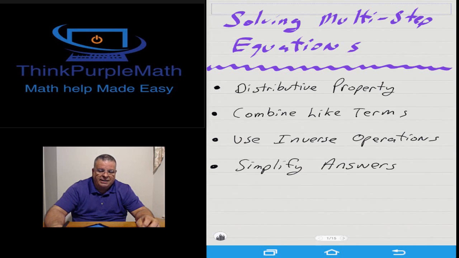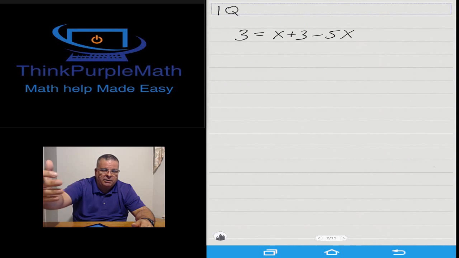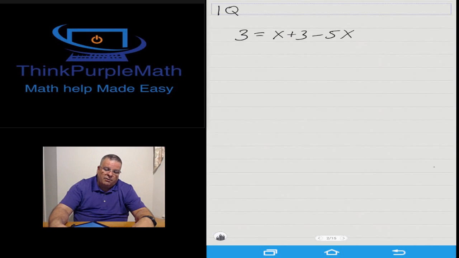So we're going to go ahead and take a look at 6 little problems here. The sequential difficulty continues as we go. Question 1Q, 3 equals x plus 3 minus 5x. We'll start out with a little basic problem here. There's no distributive property, no parentheses that I see. So what we're going to do here is go ahead and combine like terms. We're going to combine our x's.